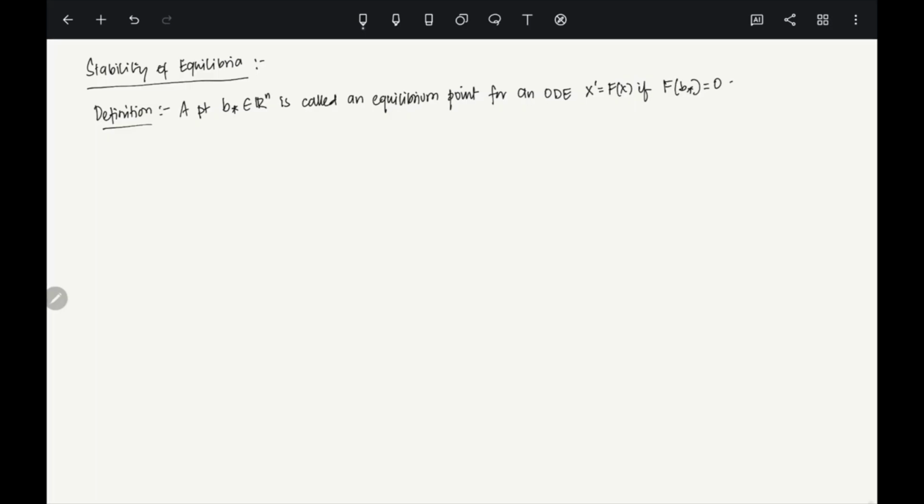So essentially what is happening is this. If f of b star is 0 at that point, then x prime at that point is basically 0. That's what it is saying, right? And at that particular point, we will call it an equilibrium point for this system. So let's look at some examples.